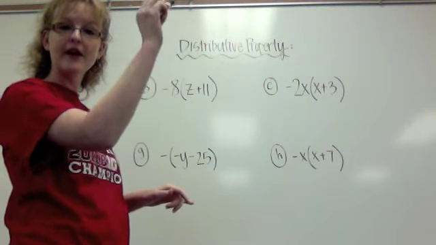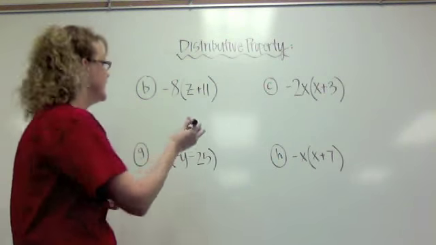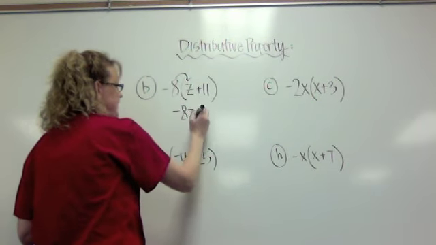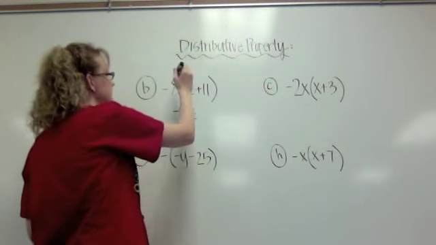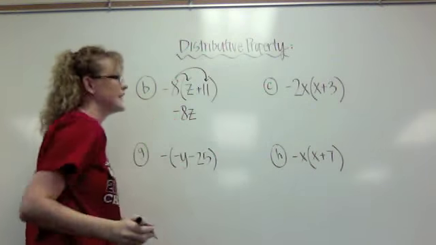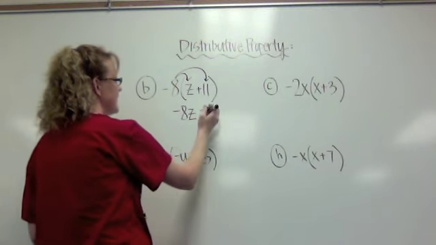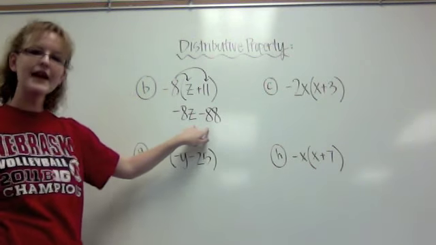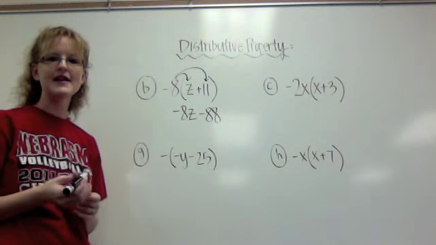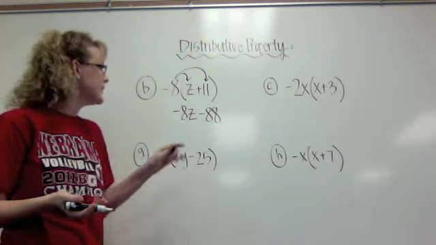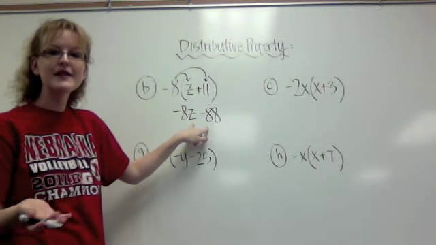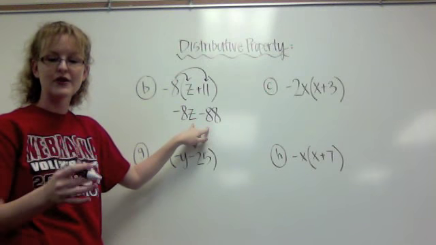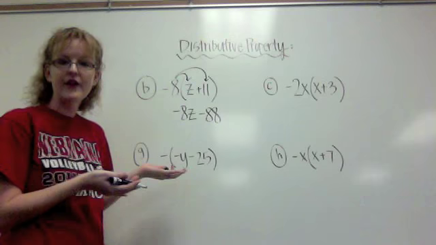You might remember drawing some arrows. We'll do that here as well. So I'm going to take the -8 times z. That's -8z. Then I'm going to take the -8 times a positive 11. -8 times 11 would be -88. Okay, so my answer here is -8z minus 88. And I stop right there because I can't put these together. And the reason I can't put these together from the last video is because they're not like terms. So for now, I'm finished.